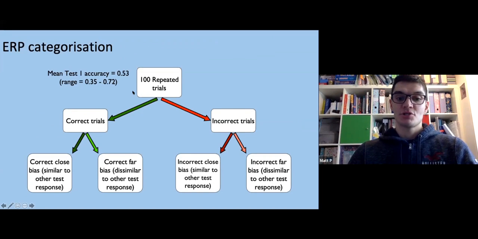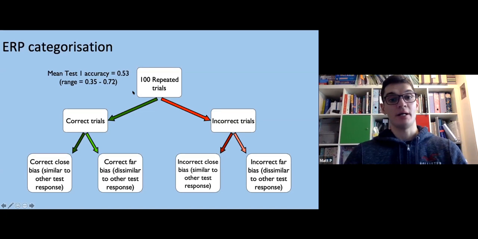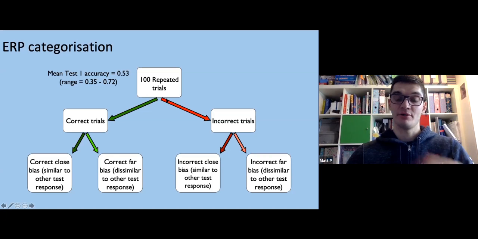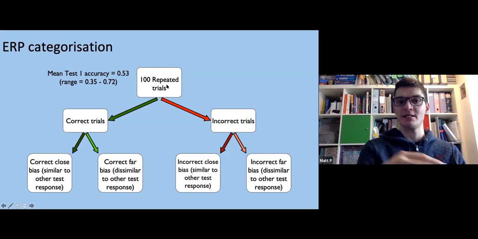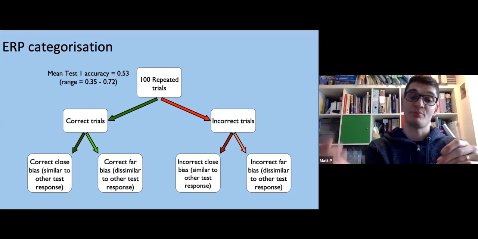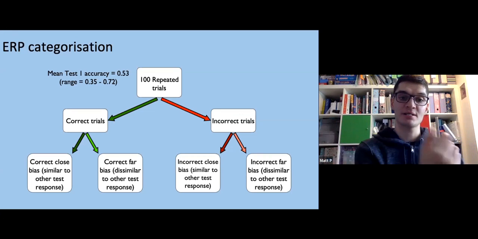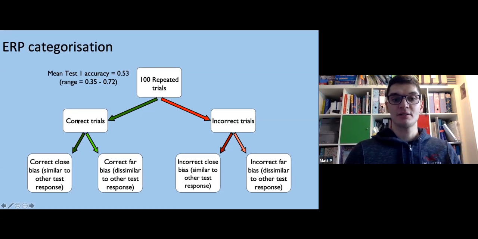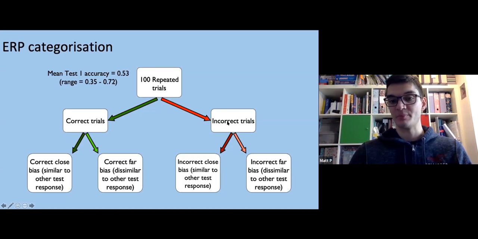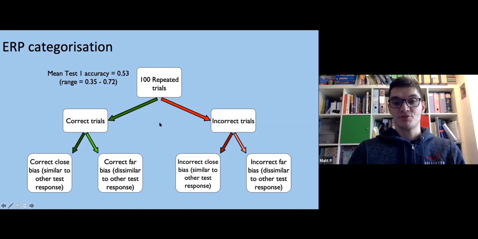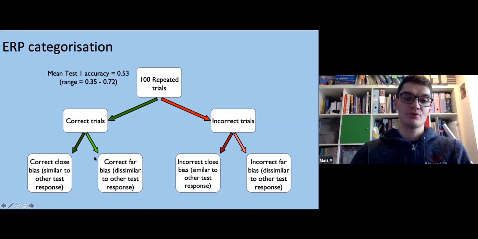So just to break down the trials and the conditions we analyzed using ERPs. Overall, there were 100 repeated trials, i.e. 100 trials during the refresh task that participants were also presented with during the final recognition task. We split these trials based on accuracy. So did participants during the refresh task correctly pick the target or incorrectly pick a distractor?